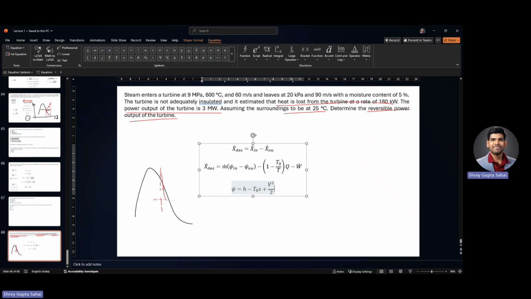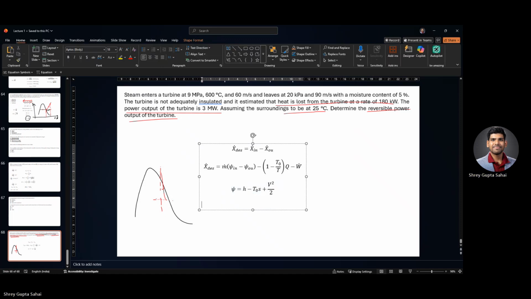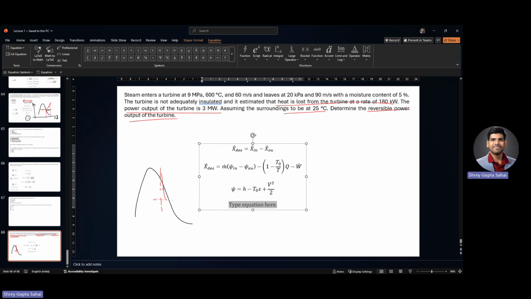Okay. Another thing is we also need to find m dot. So first law also we have to apply. First of all, let's figure out what is the initial enthalpy and the final enthalpy. H initial, H in, is what? So I'll just use the property table. Okay. So 9 megapascals, and then the temperature is 600 degrees Celsius.